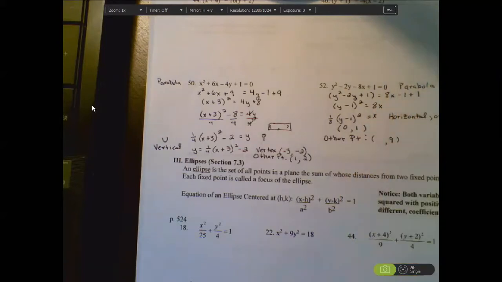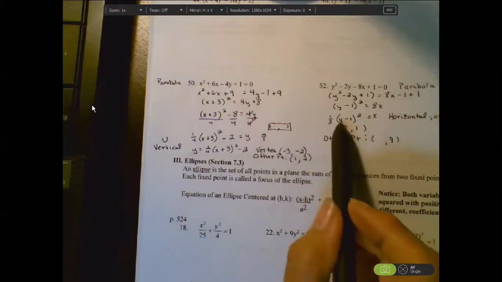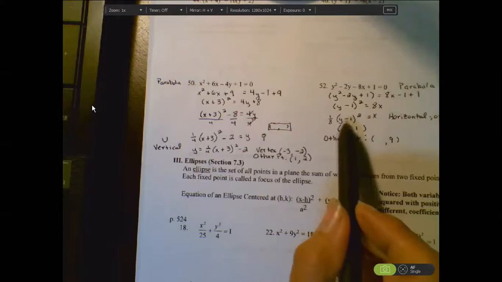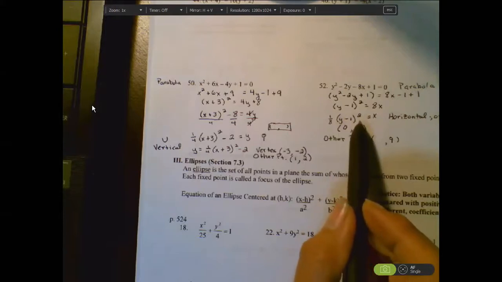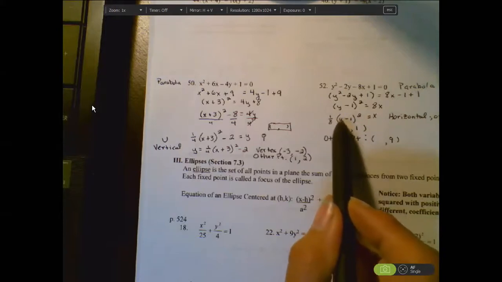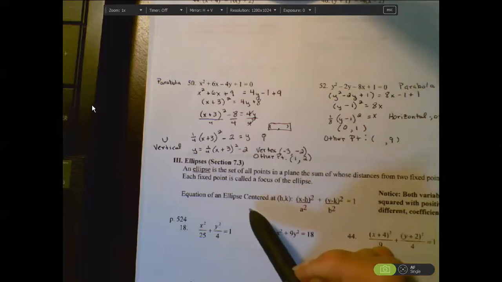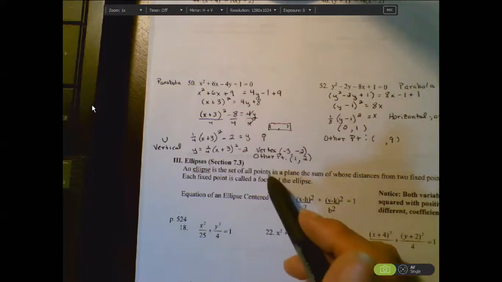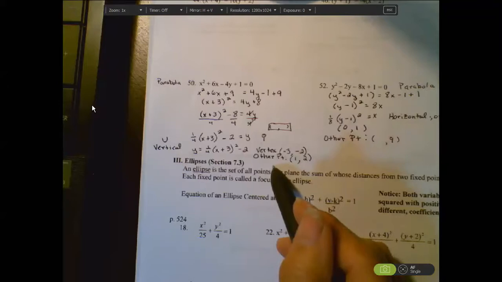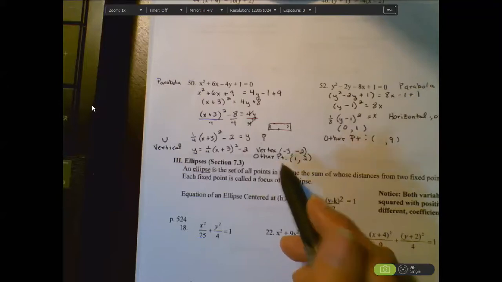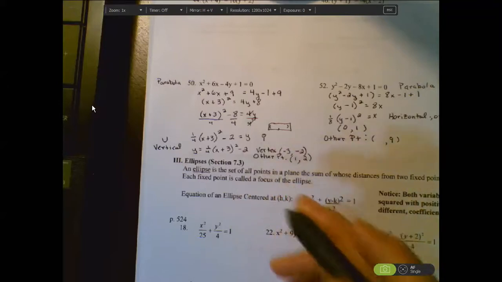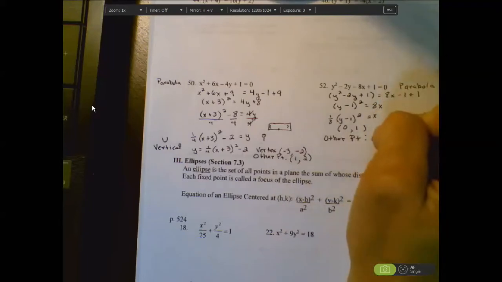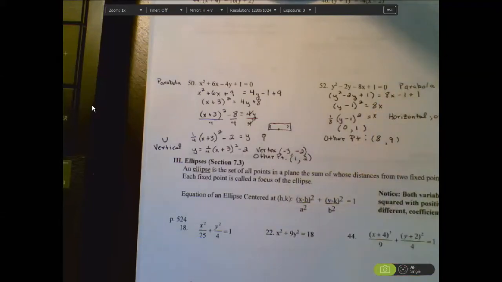And then figure out what x would be. If you let y be 9, you'd say 9 minus 1 is 8. 8 squared is 64. What's 1/8 of 64? That would be 8. Yes. So you could use that for your other point. You don't have to, but it would work.